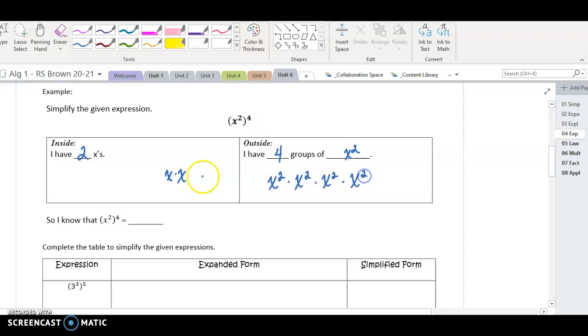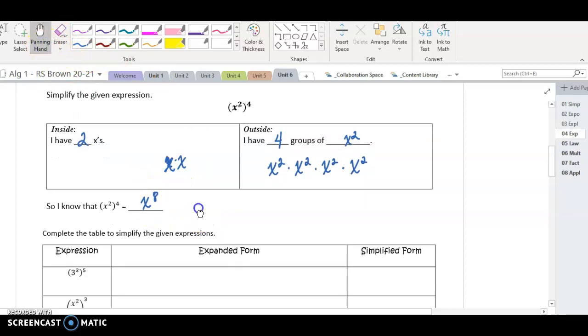Now remember, each one of these x squared is 2 x's, right? 2, 4, 6, 8 of them, right? Okay, so we know that x squared to the fourth power is really x to the 8th power. We multiply that 2 times the 4. Remember, each one of these, 2 x's, x times x, there's 2 in each one of these, 2, 4, 6, 8 of them. Okay? All right. So that helps explain that just a little bit.